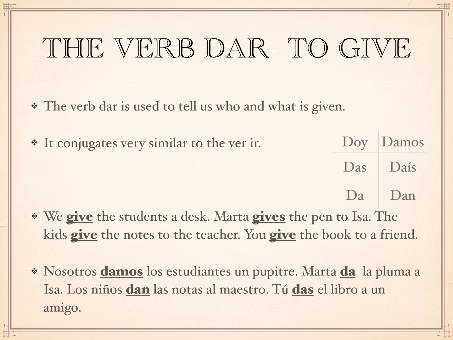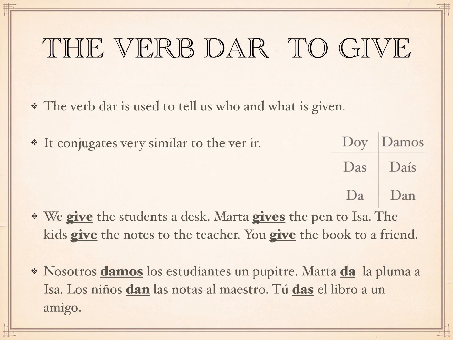Marta gives the pen to Isa. Marta da la pluma a Isa. The kids give the notes to the teacher. Los niños dan las notas al maestro. And you give the book to a friend. Tú das el libro a un amigo.